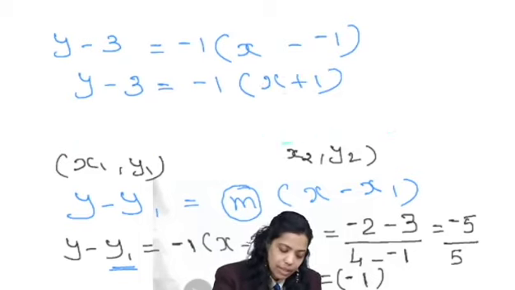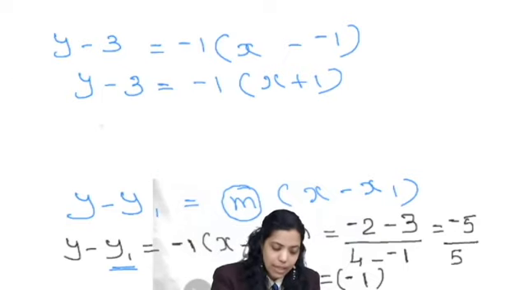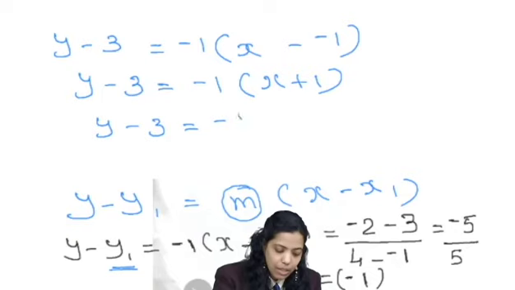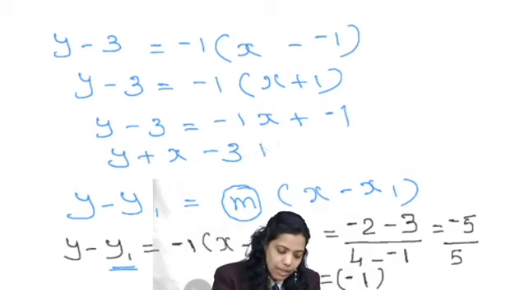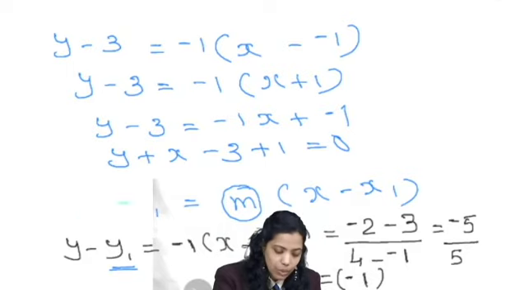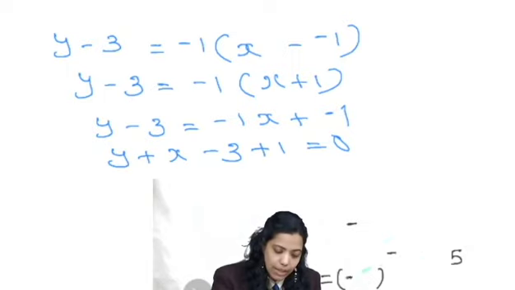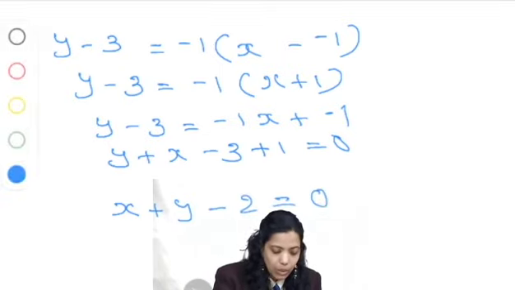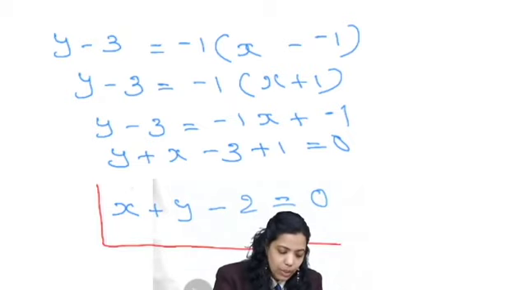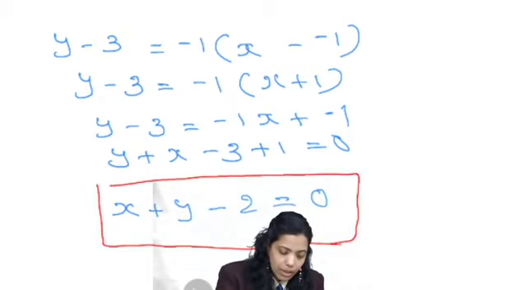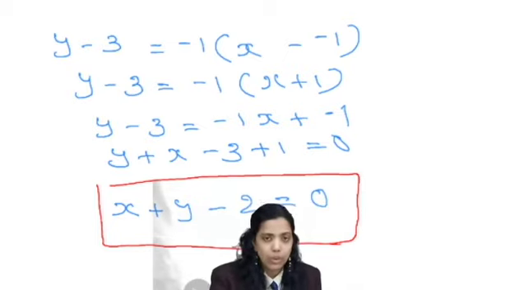So by opening that, we can make it as the standard form. So we are getting y minus 3 equals minus 1 times x plus 1. So here it comes y plus x minus 3 minus 1 equal to 0. So we are getting the standard form, the general form of the equation like ax plus by plus c equal to 0. Here it comes x plus y minus 2 equal to 0. So this is the equation of the straight line, x plus y minus 2 equal to 0.